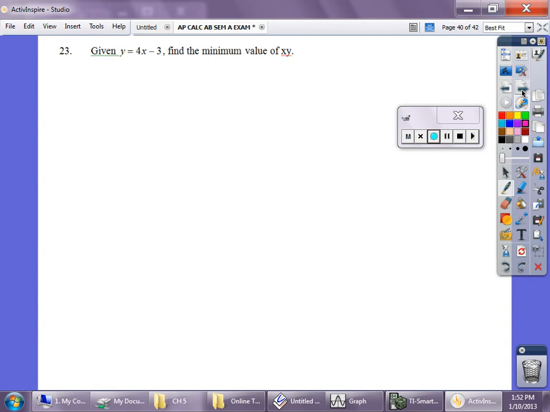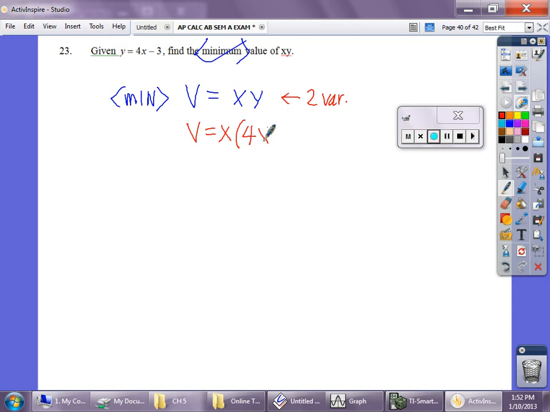Number 23, find the minimum value of xy. Well, that's a minimum, and I want to find the minimum of the value, so we'll call it v, xy. This is an optimization problem. We have two variables, so I'm not allowed to have two variables, so there must be another equation to use, or more information. There it is. I'm going to simplify this so taking the derivative will end up being easy. Now I'm down to one variable. It looks a lot nicer.